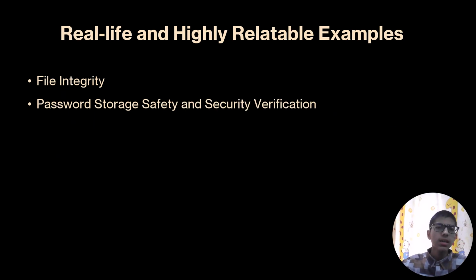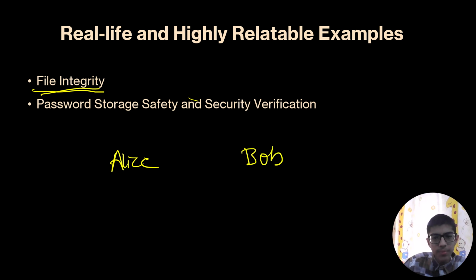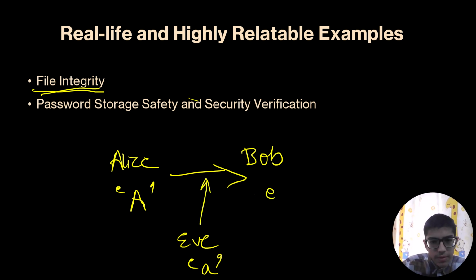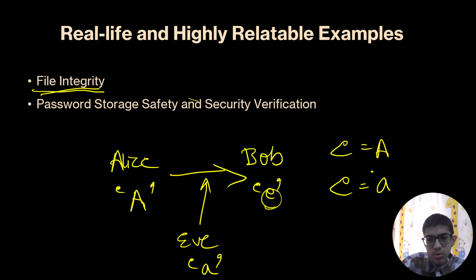Now let's see some real life and relatable examples. First we have file integrity or file storage. So if we have Alice and Bob, Alice has a file A and she sends it to Bob. We have Eve, the adversary, with another file, lowercase a, and she intercepts the message and Bob receives E. Now we need to figure out if E is equal to A or E is equal to lowercase a.